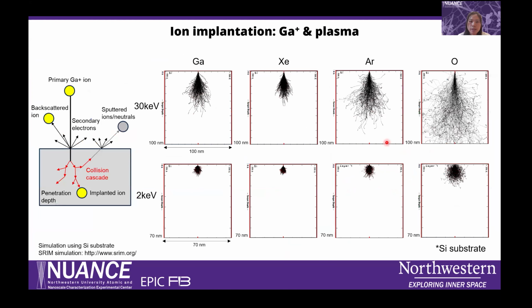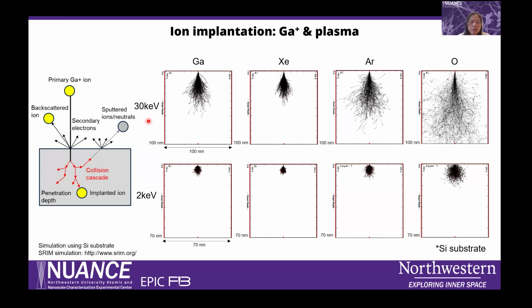Another difference is ion implantation. The left illustration shows the collision cascade of an implanted ion inside the material. So I used the stream simulation to see the trajectory of ions inside the silicon substrate, with different sources that we usually use: gallium, xenon, argon, and oxygen.